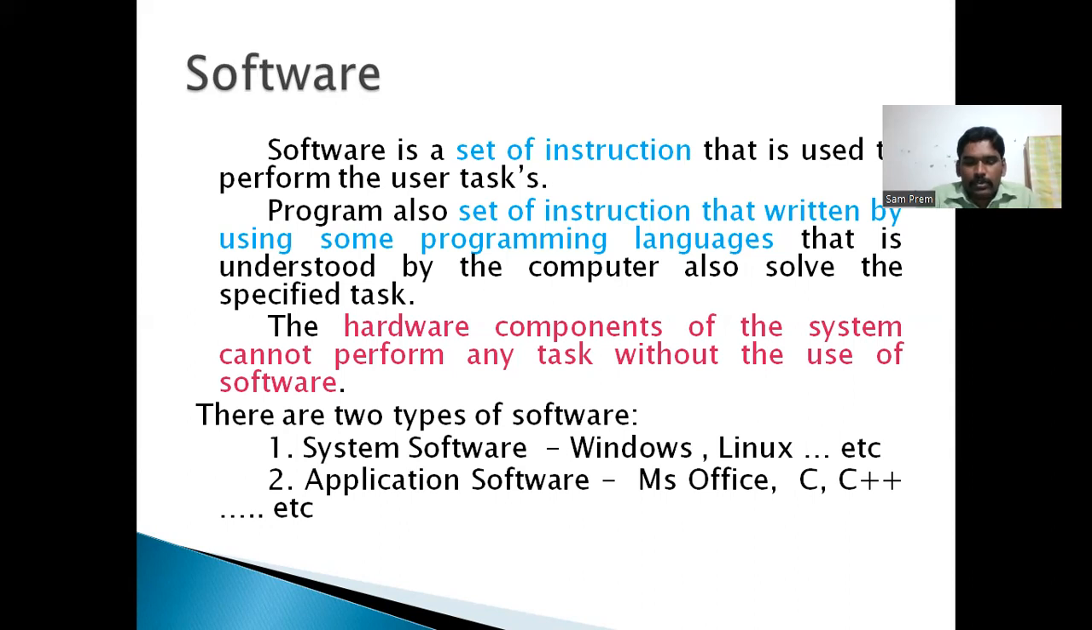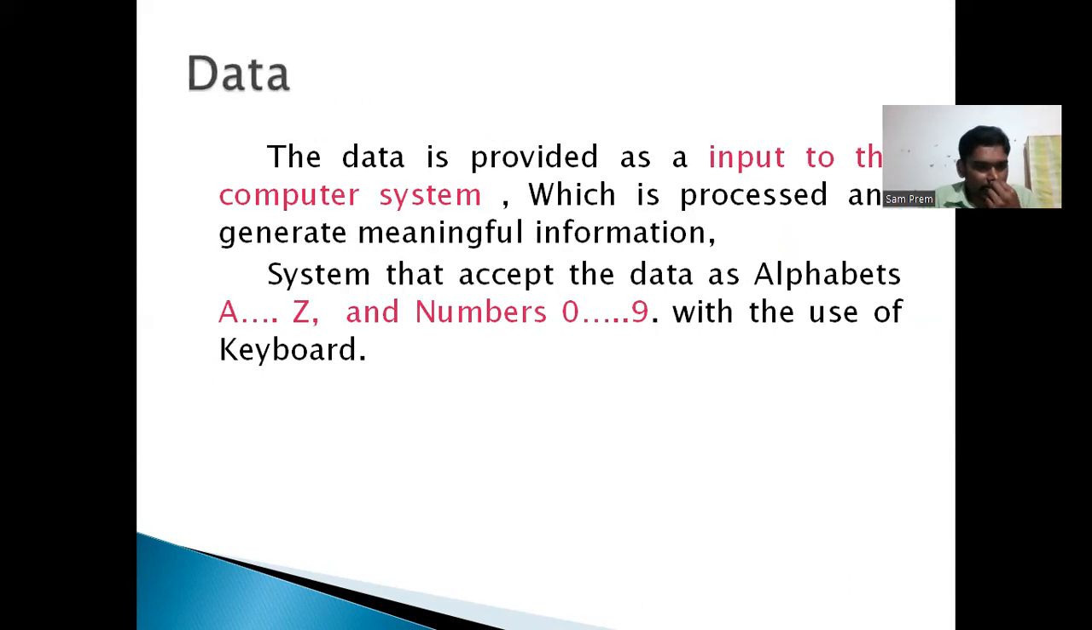Another one, data. Meaningful information is called data. Computers accept data like alphabetical characters A to Z and the numbers 0 to 9. These are all data, meaningful information. We can give these inputs with the help of a keyboard. So we can give this meaningful information to the computers.